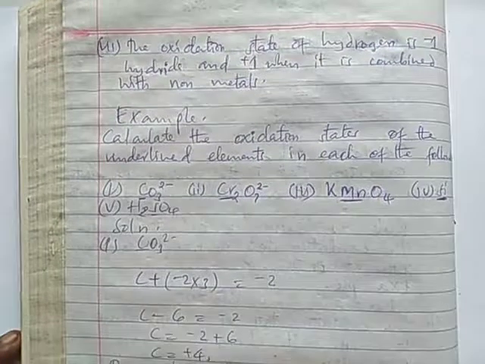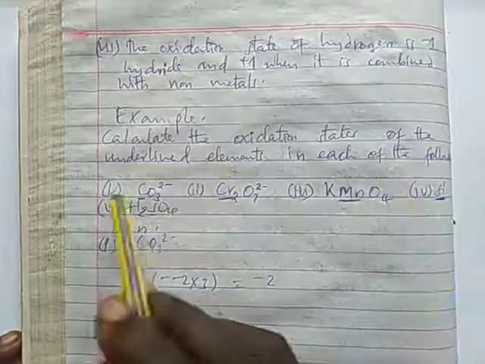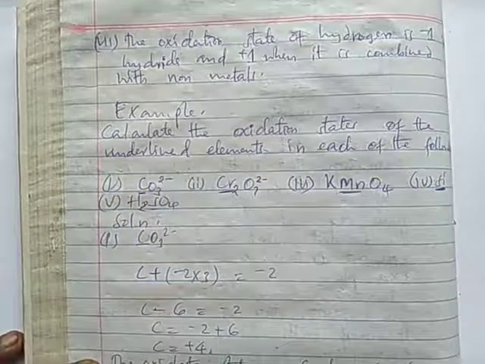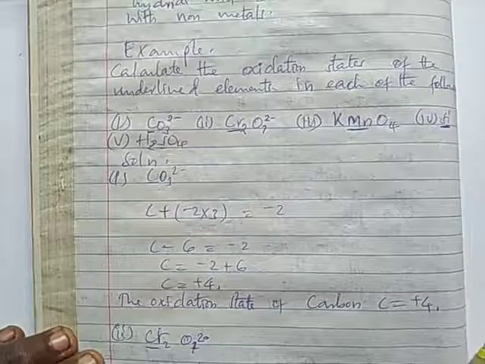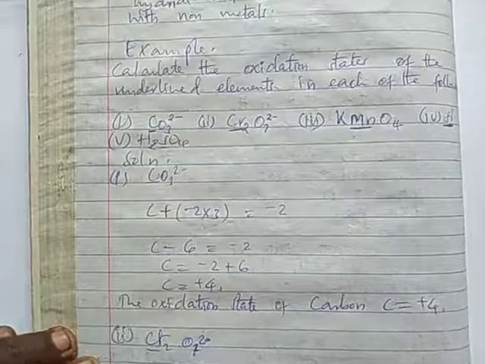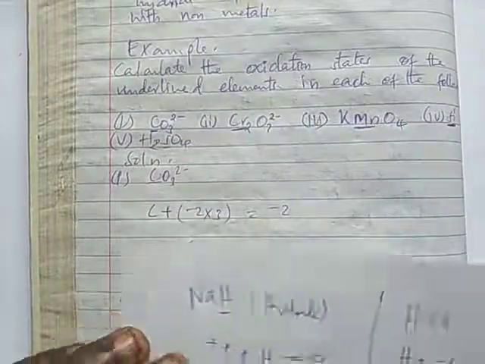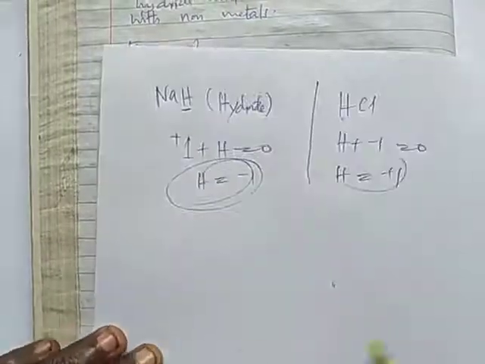So we have examples here. Calculate the oxidation state of the underlined element in each of the following. I hope it's not a problem. Tayari ushasoma sana kwenye form 2 chemistry. Lakini anyway, pengine ulikimbia umande kwenye form 2 chemistry. So it's not bad to solve again.